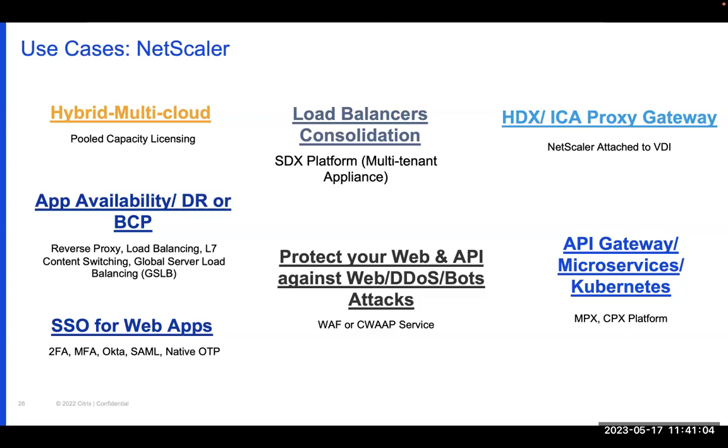And last but not least, of course, are the use cases around API gateway or microservices in Kubernetes deployment. This one you can position our MPX, SDX, or VPX for the north-south traffic, and then CPX for the east-west traffic. So in quick summary, these are the very, very useful, relevant use cases that we have.